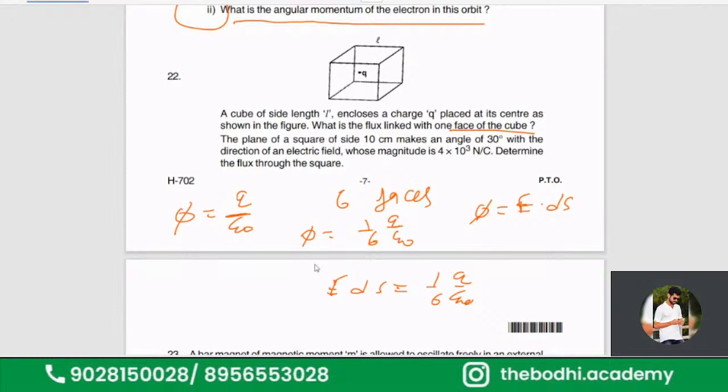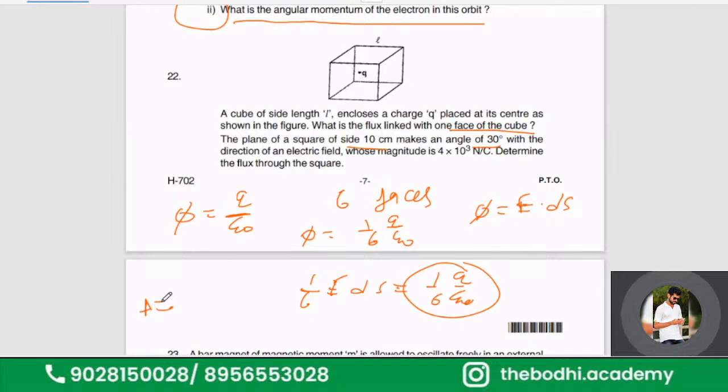And what other data is given to you? Side 10 centimeter, and the angle is given to you. Okay, fine. So phi is equal to the integral of E dS, which equals 1 by 6 Q by epsilon naught. All right, so this is our flux linkage.